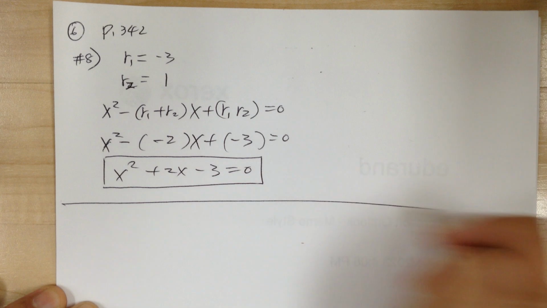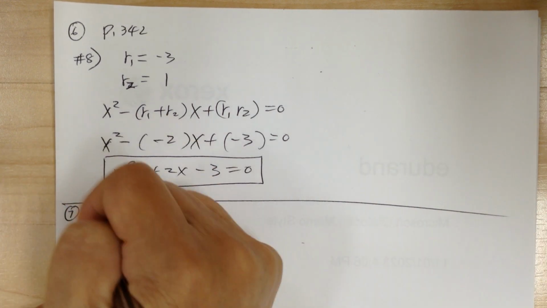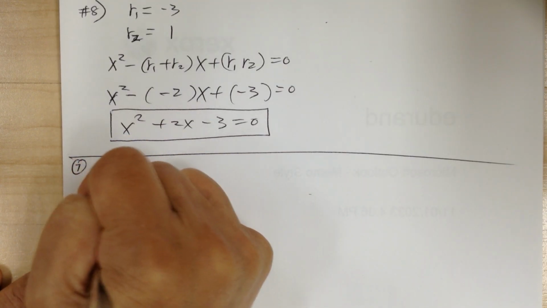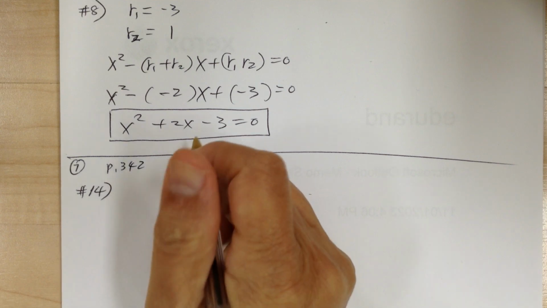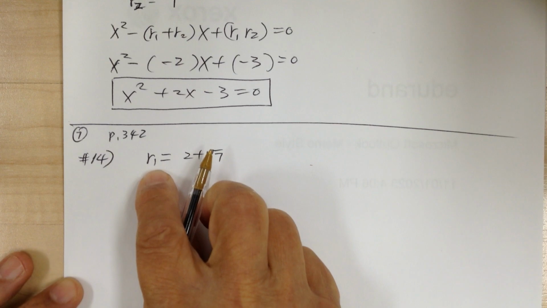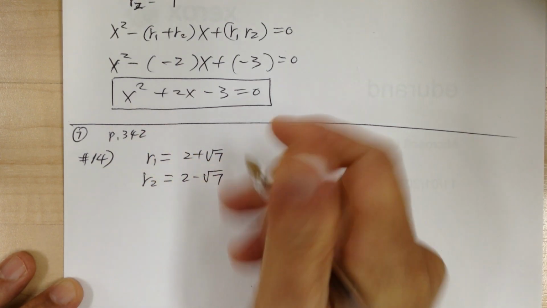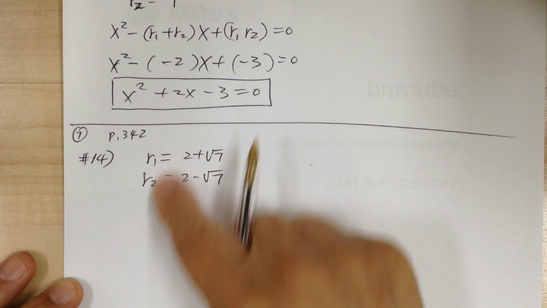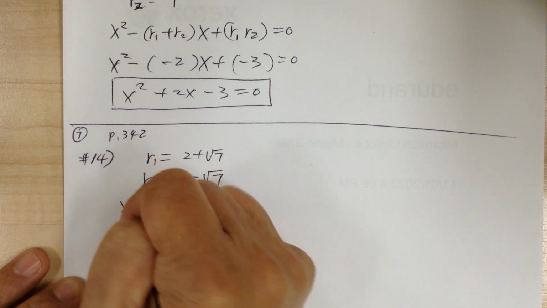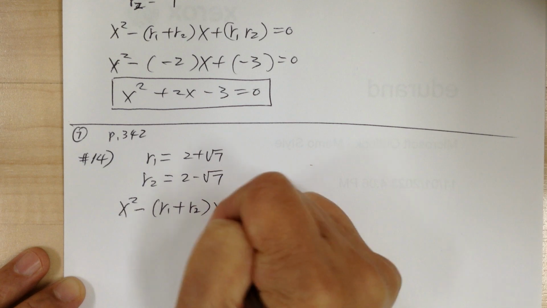Okay, number 7 on the list, again from the same page, and I'm going to do number 14. So you've got R1 equal to 2 plus square root of 7. R1 means the first root or first answer. So R2 will equal 2 minus square root of 7. And if you notice, I write them on top of each other so that it's easier to add or multiply. So you can write down your equation so you can visualize it, to cut down on mistakes.